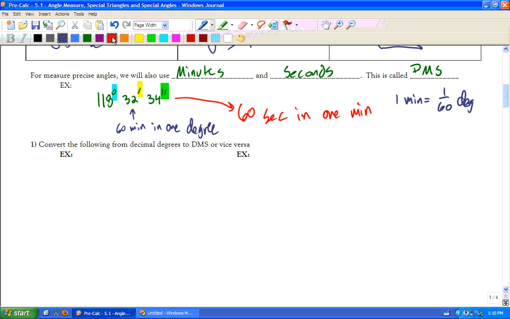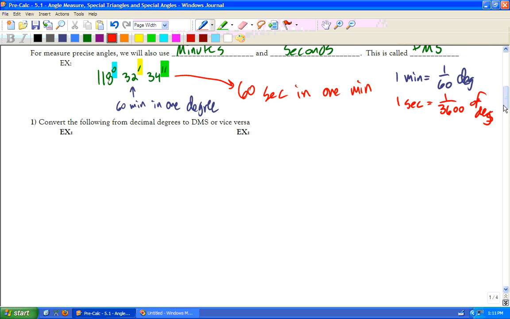And 1 second then, if we multiply 1/60th by 1/60th, will equal 1/3600th of a degree. And we're going to use that information to help us convert between different measuring units, like we are going to do in the problems right now.